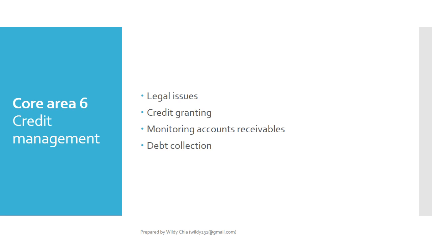Credit granting, monitoring accounts receivable. Make sure that you know what a receivable aging is, how to read a receivable aging. It's available in an ACCA article. You can actually get it from ACCA. Okay, next is debt collection. What measures can you take to collect money? Right, by sending reminder letters, phone calls, personal visits, and you do factoring, send legal letters, and all that.